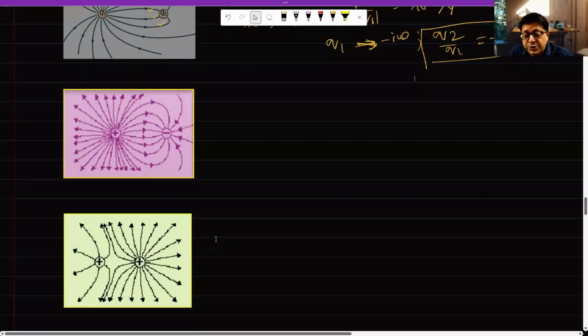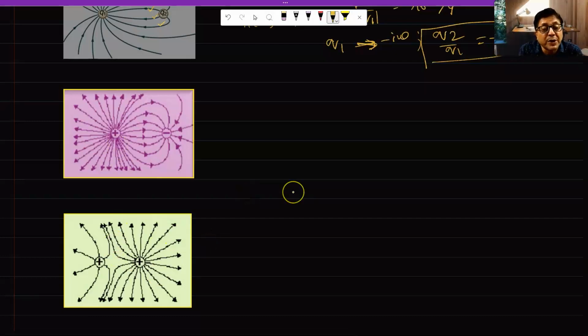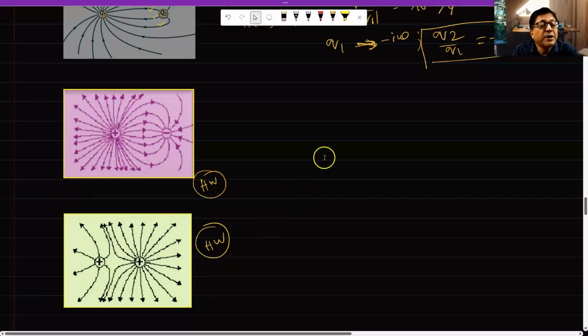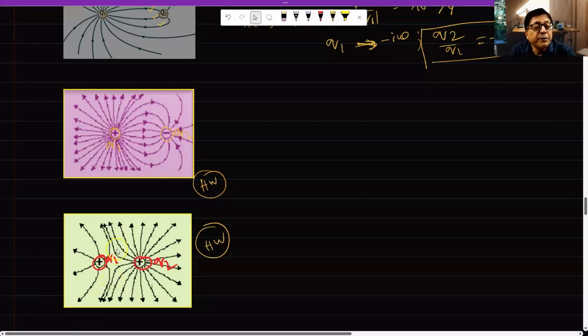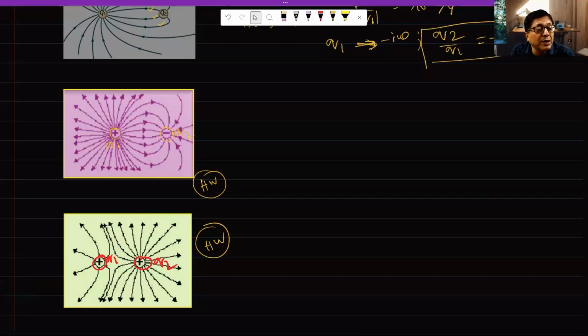I will share this worksheet with you so that you can practice on your own. These two are your work. You complete these two in the assignment. Okay? Compare these two charges. One is Q1 here and this is Q2. What is the ratio between these two charges? Here also you take this one Q1 and this one Q2. Just by counting lines of force, you determine the ratio between Q1 and Q2.